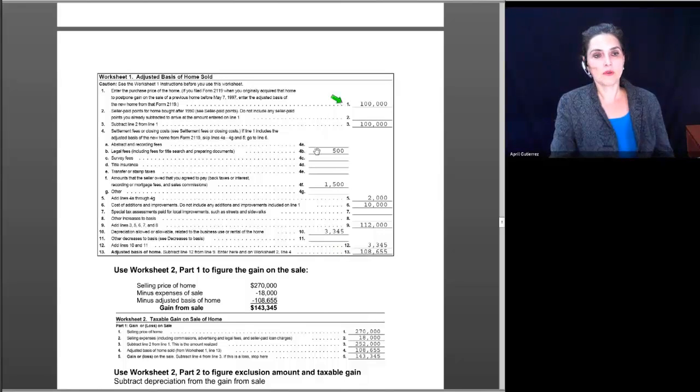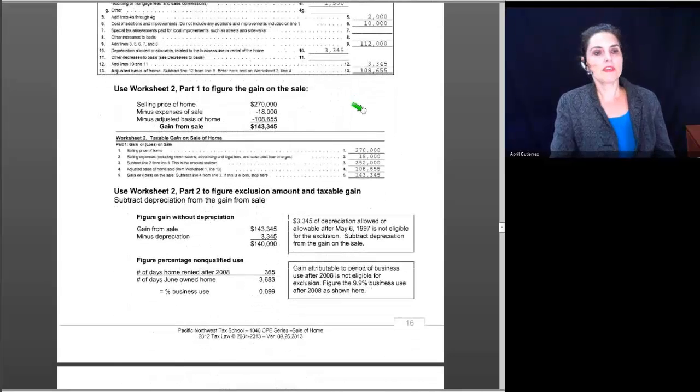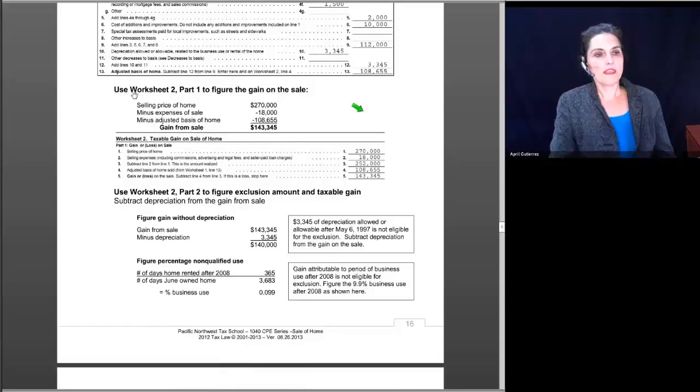The cost of the home, legal fees paid on the home, amounts that the seller paid for the buyer on purchase. Those are increases to basis. The improvements are increases to basis. This is the basis before depreciation. We then take depreciation and we end up with the total adjusted basis. So that's worksheet 1. We then move over to worksheet 2, and worksheet 2 is divided into two parts.